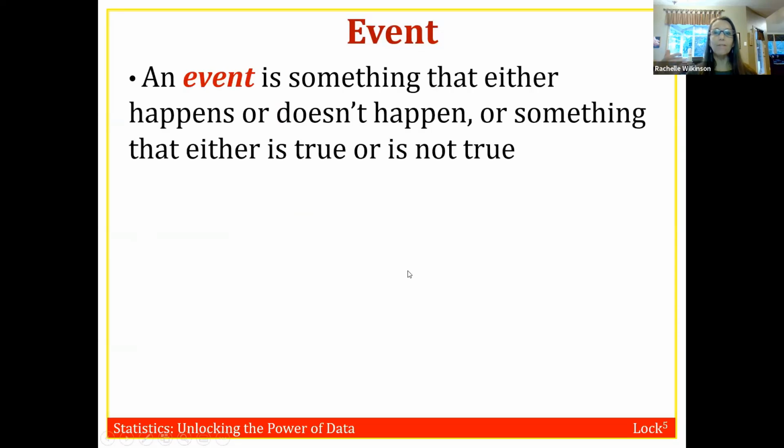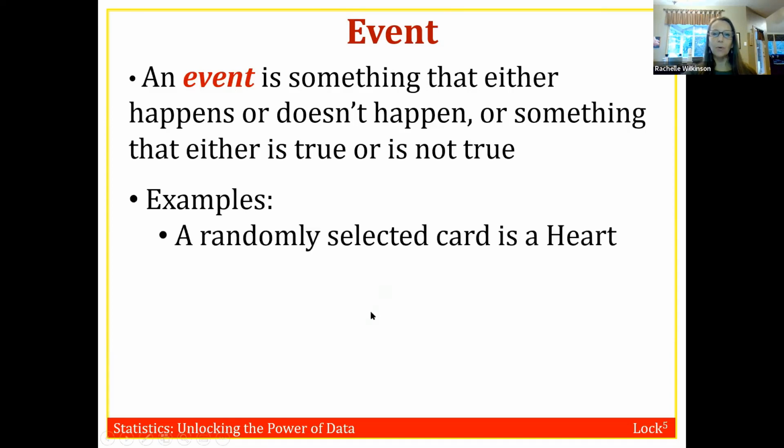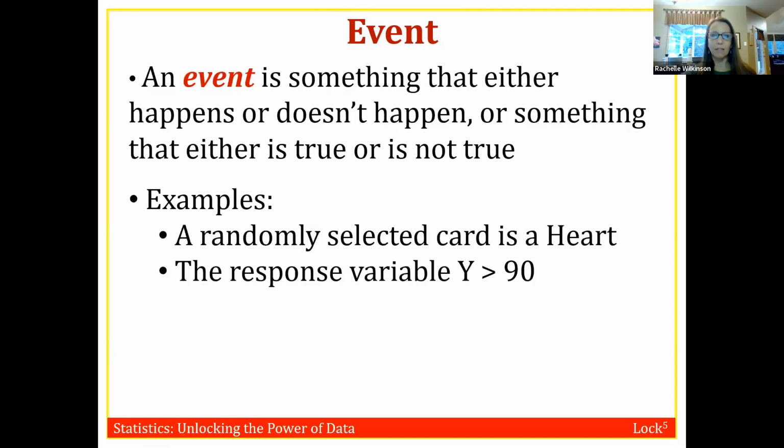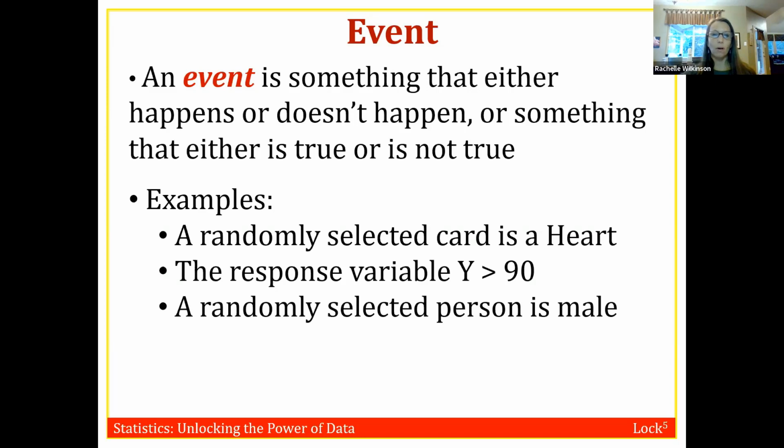When we think about an event, we're going to be interested in whether that event happens or doesn't happen. So it's going to be something that's either true or not true. For example, a randomly selected card is a heart, that could be an event. Or our response variable being greater than 90, that could be an event. Or a randomly selected person is male. Or it rains today, that could be an event as well.